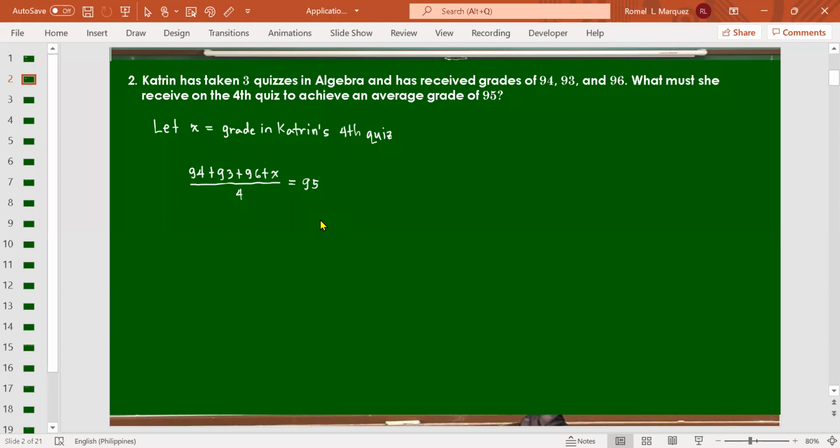So 94 plus 93 plus 96, that is 283, plus x, is equal to 95 times 4. So that is 380. So x therefore is equal to 380 minus 283. We add negative 283 on each side of this equation. So we get 97. If she wishes to get an average of 95, she must receive 97 on her fourth quiz. Otherwise, she will not get the 95. Okay, guys?